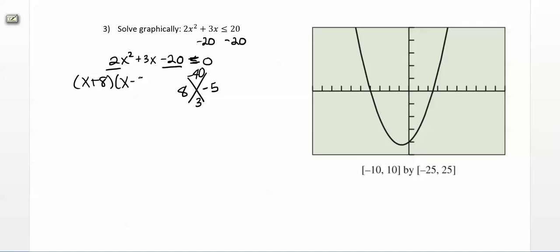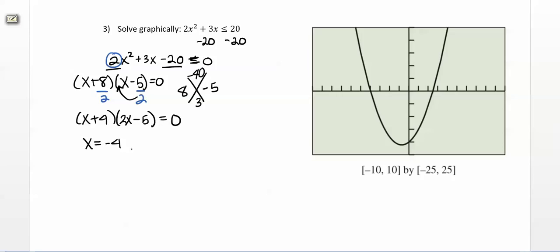although that's not your answer. You then have to divide the 8 and the 5 by the 2. You reduce. In this case, you get x plus 4. In this case, it doesn't reduce, so you put the 2 up here. Okay, this is correct factorization, so we're solving. You get -4 and 5 halves.